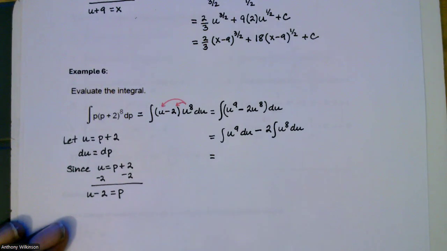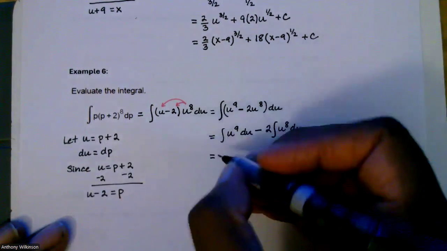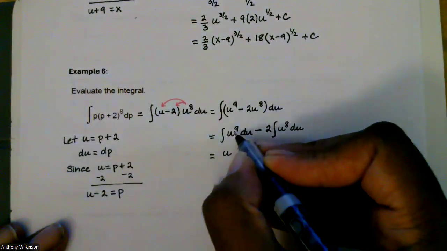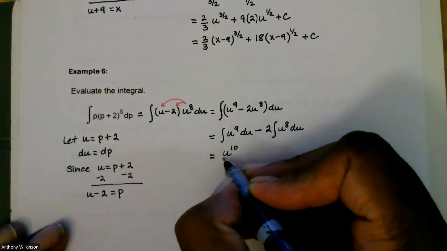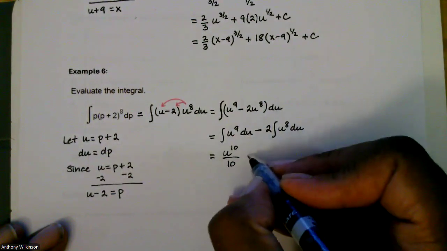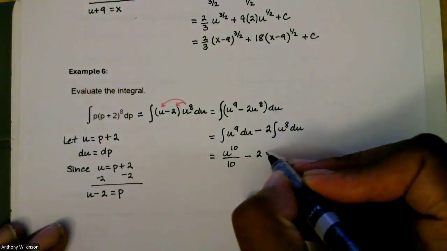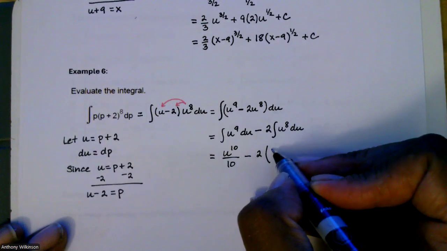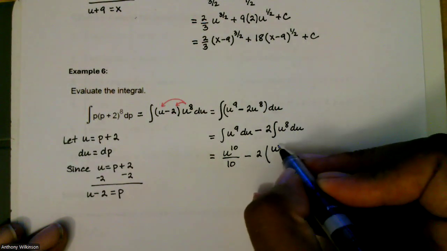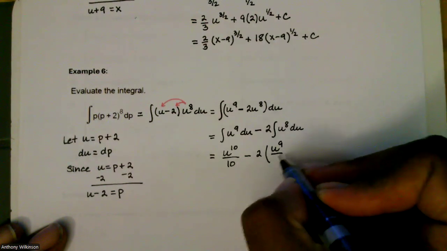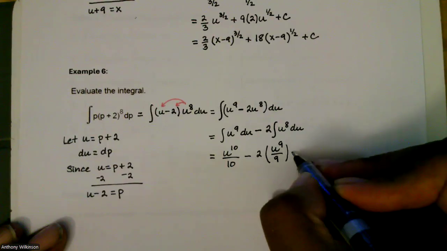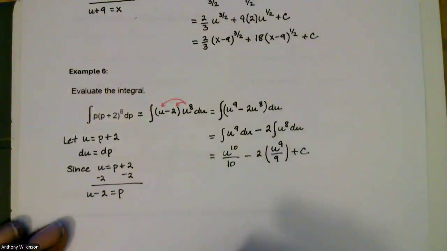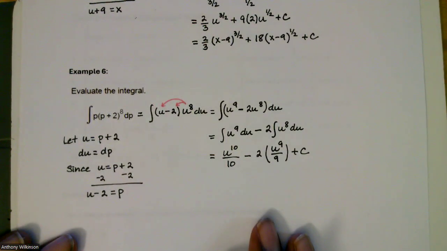And for each integral, I'll increase the power by 1 and divide by the new exponent. So I'm using the power rule. So this u, add 1 to the 9, you'll get 10. Divide that by 10, minus 2 times. For the integral of u to the 8 du, we increase the power by 1, so it'll be u to the 9, divided by 9. And it's an indefinite integral, we must include the plus c.